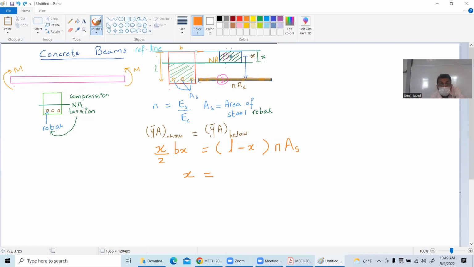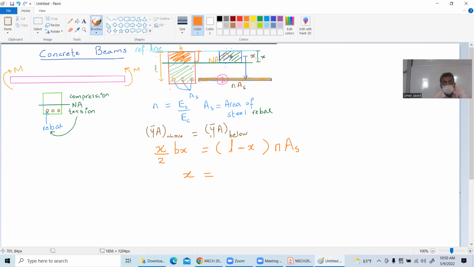Okay, so this distance is X. Any student who wants to tell me what is X? Well, it is the distance from the reference line to the neutral axis, right? Because essentially everything is concrete and you have 3 of these bars. So X is the distance from the top to the neutral axis. The distance from the reference line to these rebars is L. So I said X by 2, this will be the centroidal point, multiply by Bx, that is the area, is equal to L minus X.